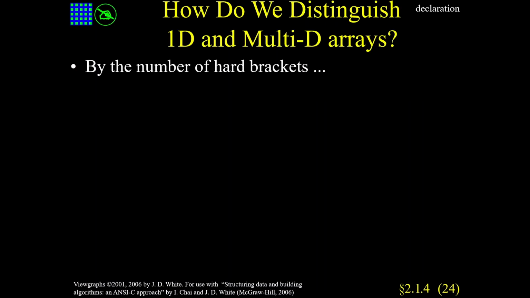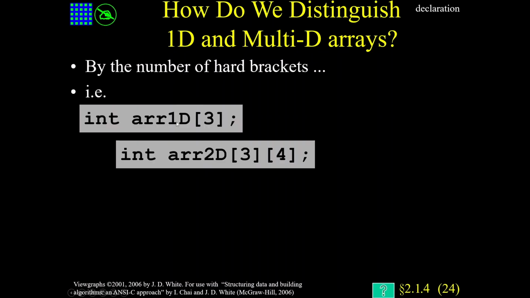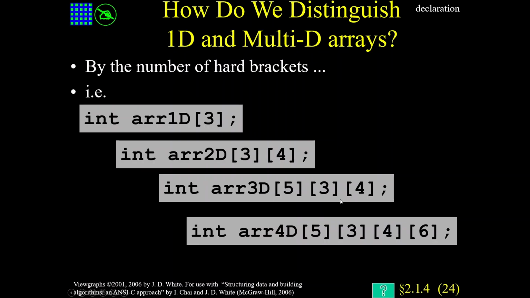How do we distinguish 1 and multi-dimensional arrays? By the number of square brackets. So for example, 1 dimension, 2 dimension, 3 dimension, 4 dimensions, and I guess you can gather a 12-dimensional array is going to look like 1.